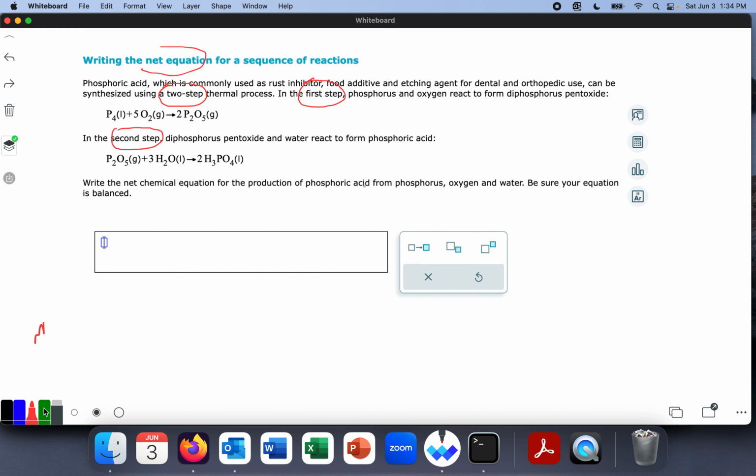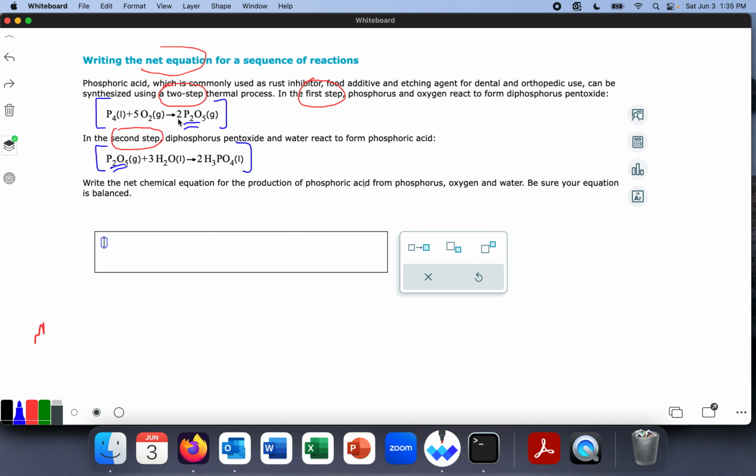Let me go to a different color marker. Here's my first step, and here's my second step. I get what's going on. It looks like I'm making phosphorus pentoxide in the first step and using it in the second step. So I'm going to make it here and consume it there.